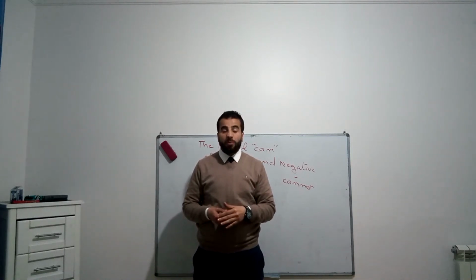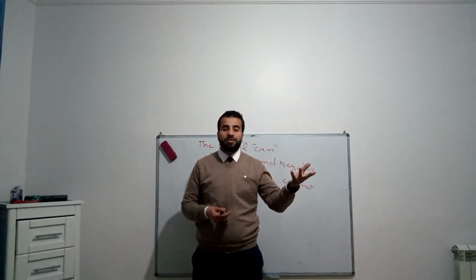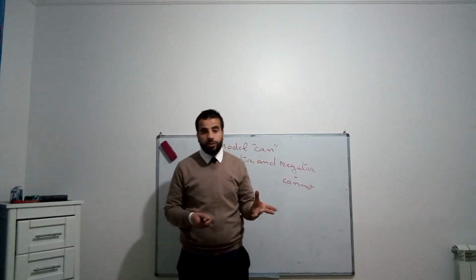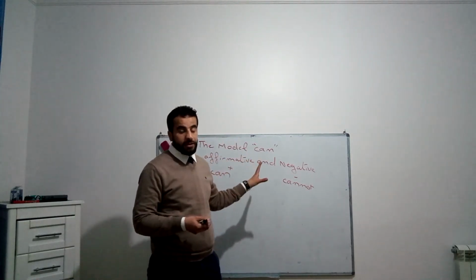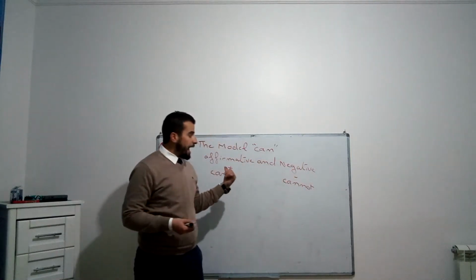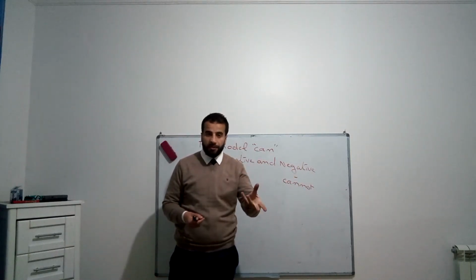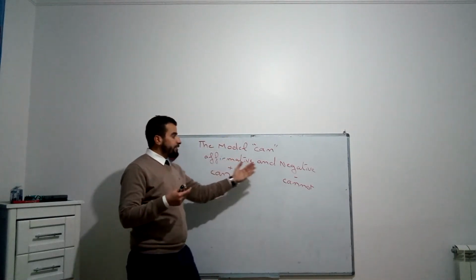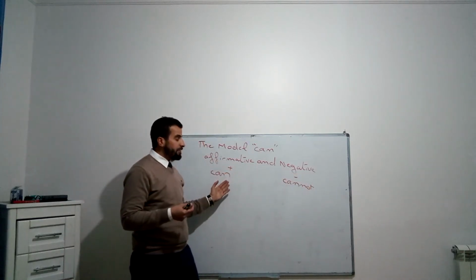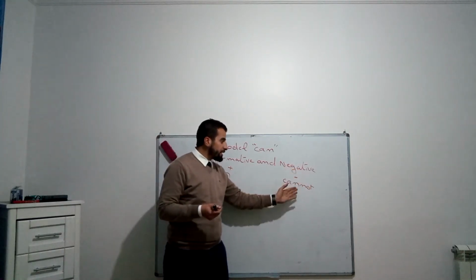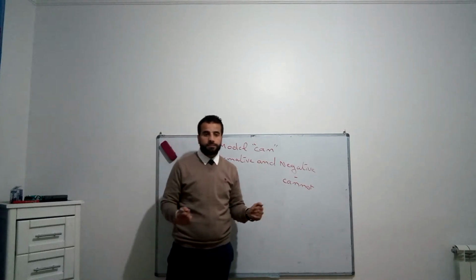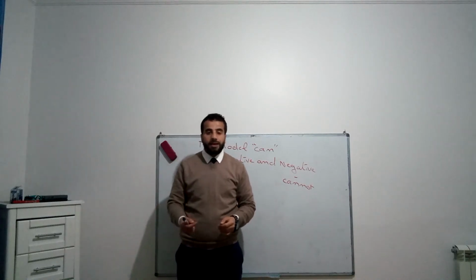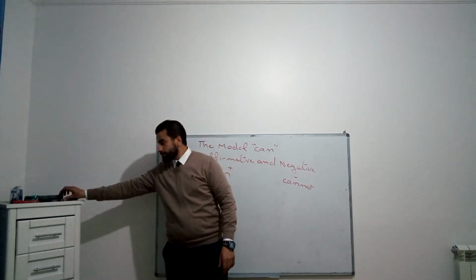Today I will present a topic that deals with the modal auxiliaries. Specifically, I'm about to present the modal auxiliary can. Can represents ability and inability of doing something. In can we have two parts: affirmative and negative. In affirmative we have can, which means positive. Negative is cannot. The easiest way to understand the modal auxiliary can is by these examples.